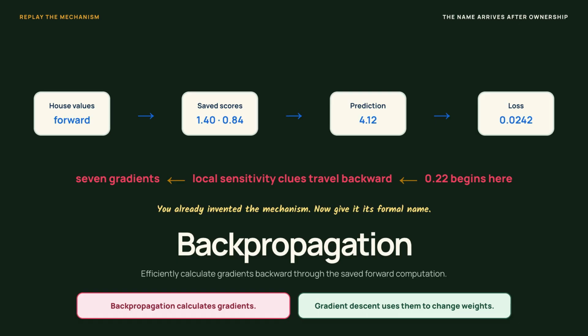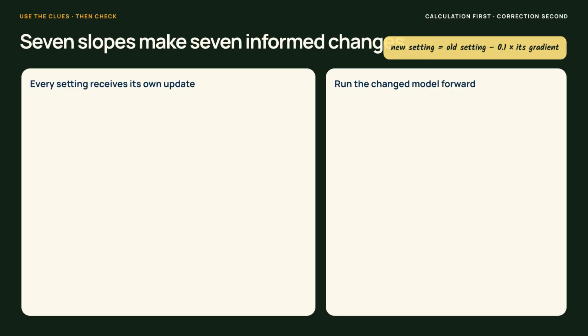Backpropagation calculates gradients. A gradient is simply the collection of one local slope for every adjustable weight. Backpropagation does not change the weights. Gradient descent uses the gradients to make the controlled changes. Calculation first, correction second. Let us reunite the two ideas. With a learning rate of 0.1, gradient descent subtracts 1/10 of each calculated slope.